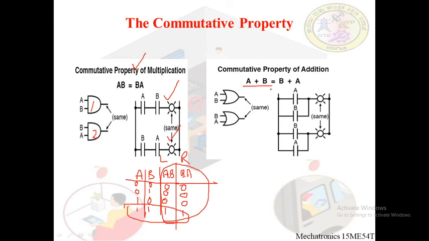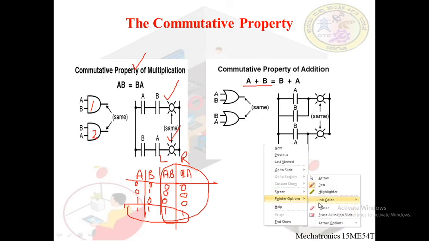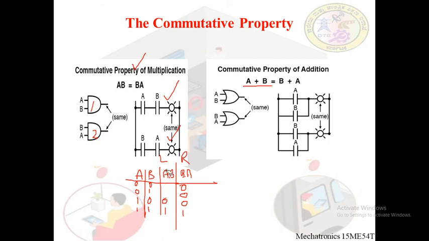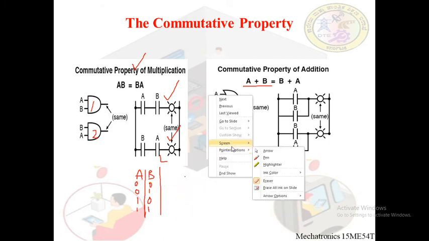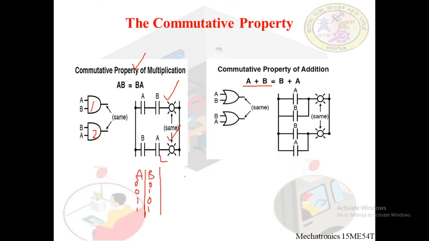Let us see the commutative property for addition. We have the same inputs A and B. A plus B, it is nothing but A or B. This is the OR gate symbol, OR gate 1 and OR gate 2. Next is B plus A.